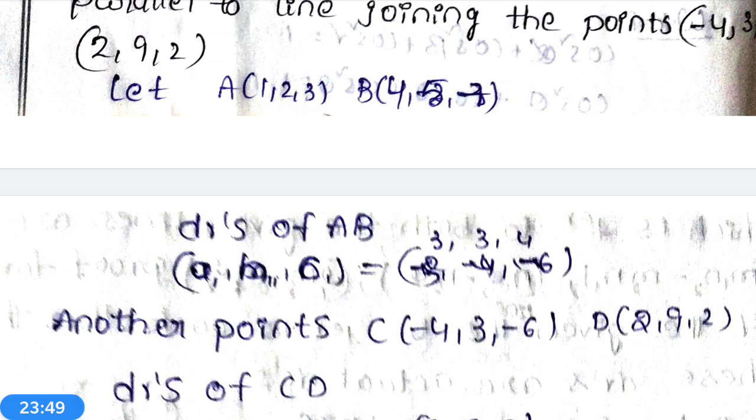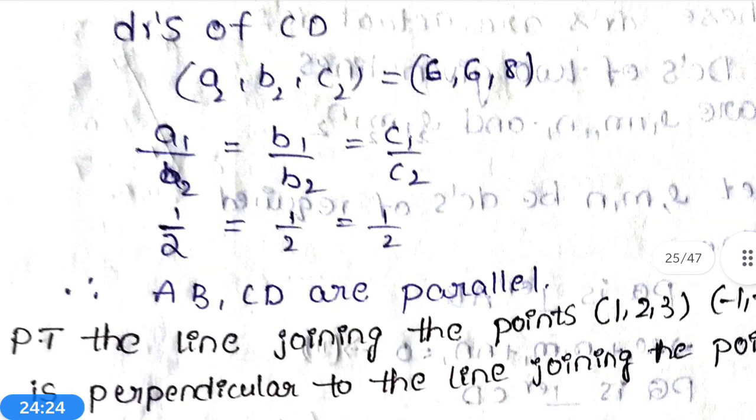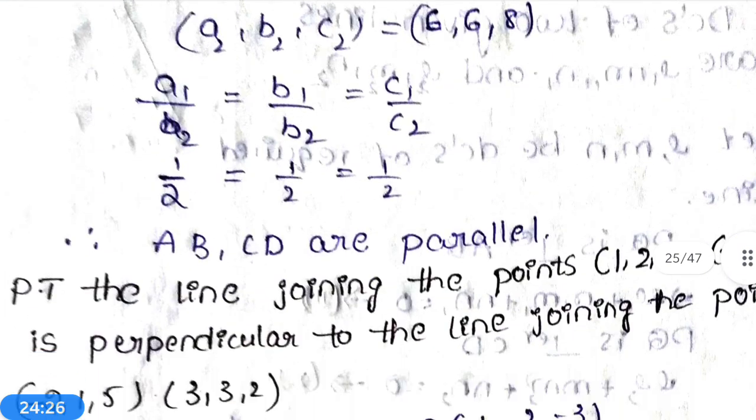Now A1 by A2 is equal to 3 by 6. B1 by B2 is equal to 3 by 6. C1 by C2 is equal to 4 by 8 is equal to 1 by 2. Therefore, A1 by A2 is equal to B1 by B2 is equal to C1 by C2. Then the two lines AB and CD are parallel. That is the result of the problem.